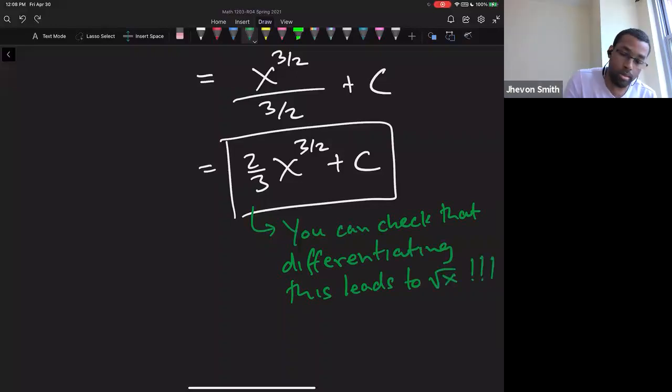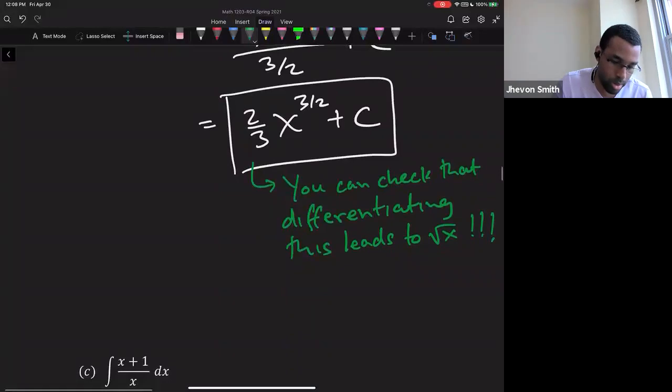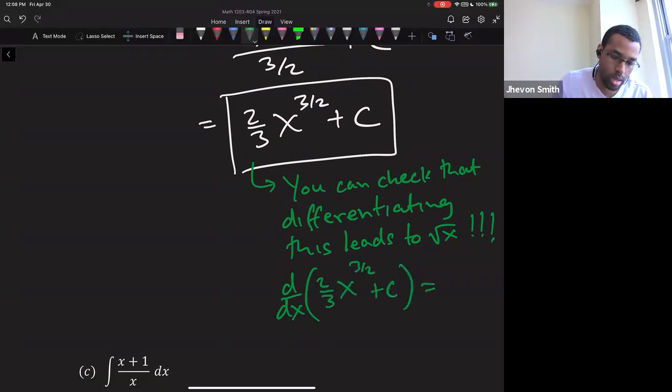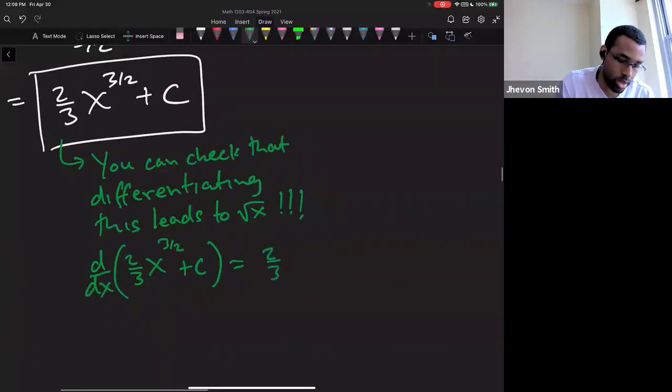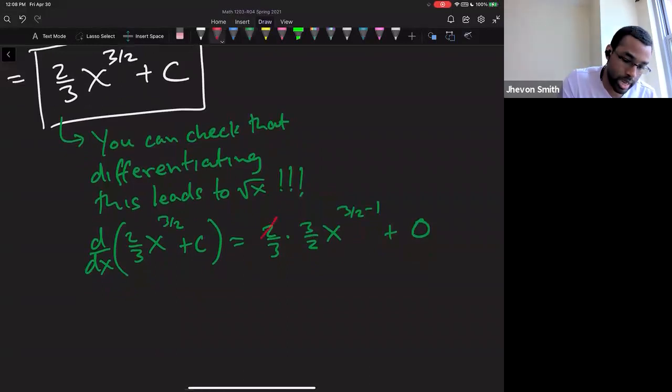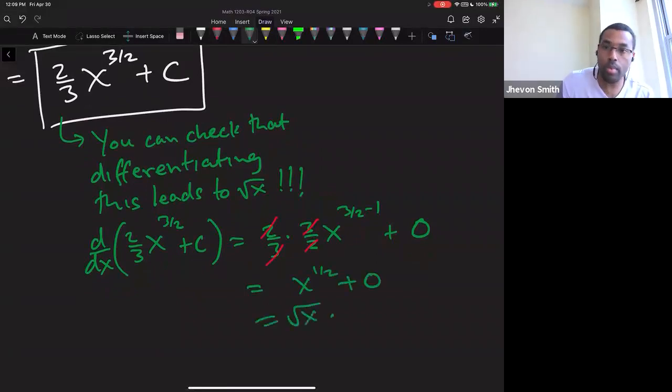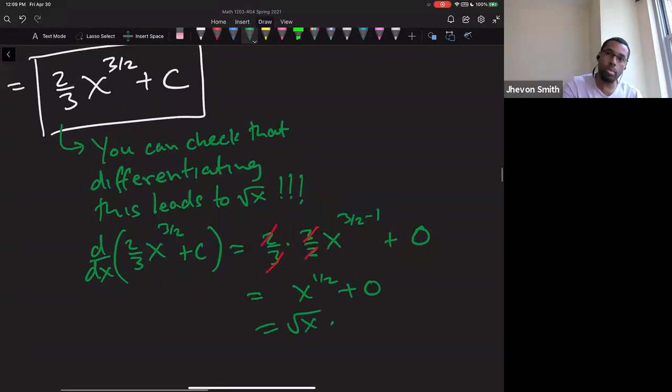You should be able to check that. In fact, we can do it. If you took the d dx of 2/3 x to the 3/2 plus c, what you would get is 2/3. So it's the constant. We have the constant factor rule. Just leave the constant alone, differentiate the function. So 3/2 comes down, and I take 3/2 minus 1 plus 0. These are going to cancel, obviously. And so I'd be left with x to the 1/2 plus 0, or the square root of x. Right? So that works. The power rule does reverse that.